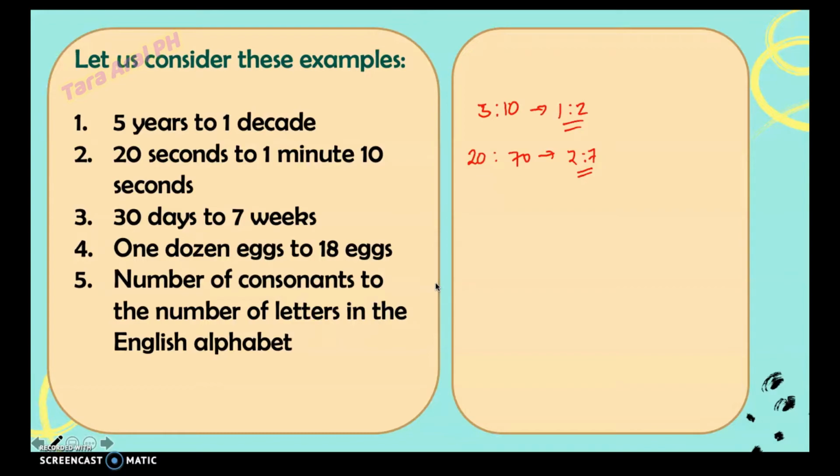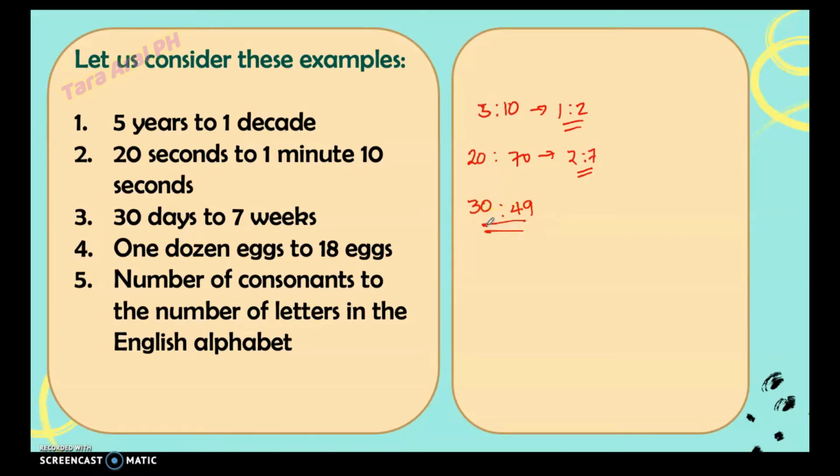Next, we have 30 days to 7 weeks. In this case, it's easier for us to convert the weeks into days. So in 1 week, there are 7 days. And 7 times 7 weeks, we have 49. So 7 weeks is equal to 49 days. We can write 30 is to 49. We need to simplify that, but 30 and 49 have no common factor, so this is our final answer.